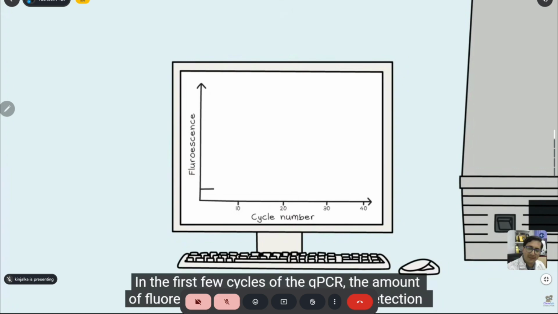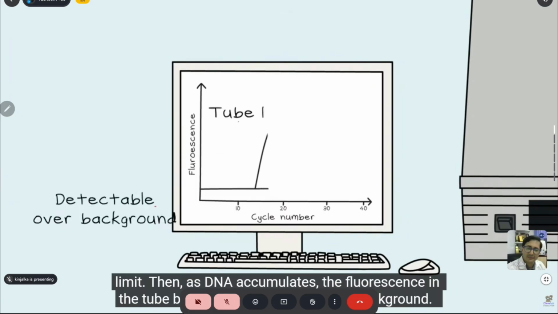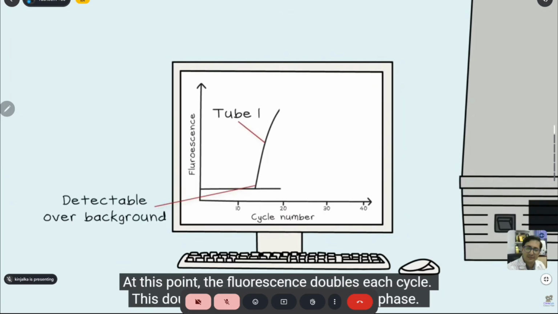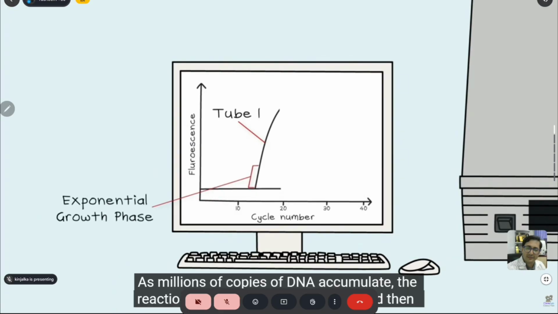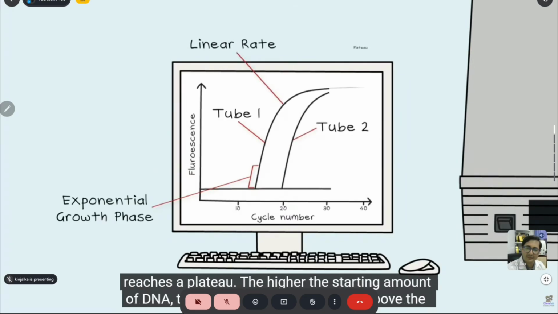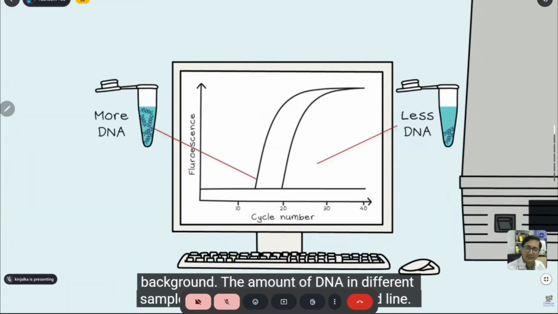In the first few cycles of the qPCR, the amount of fluorescence is below the camera's detection limit. Then, as DNA accumulates, the fluorescence in the tube becomes detectable over the background. At this point, the fluorescence doubles each cycle. This doubling is the exponential growth phase. As millions of copies of DNA accumulate, the reaction slows down to a linear rate and then reaches a plateau. The higher the starting amount of DNA, the earlier the PCR will appear above the background.